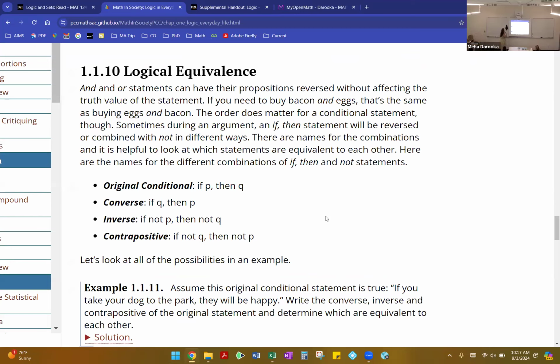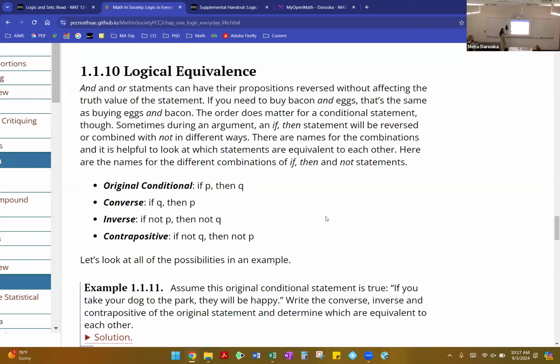Alrighty, so here we are talking about logical equivalence. We're saying and/or statements can have their propositions reversed without affecting the truth value of the statement. Because remember, for the and, both parts have to be true for the entire compound statement to be true. For the or, one of them has to be true for the entire compound statement to be true. So it really wouldn't matter if you switch the order around, however you write it in English, without affecting the truth value. If you buy bacon and eggs, it's the same thing as buying eggs and bacon, right? That switching of the order is what they're pointing at here.